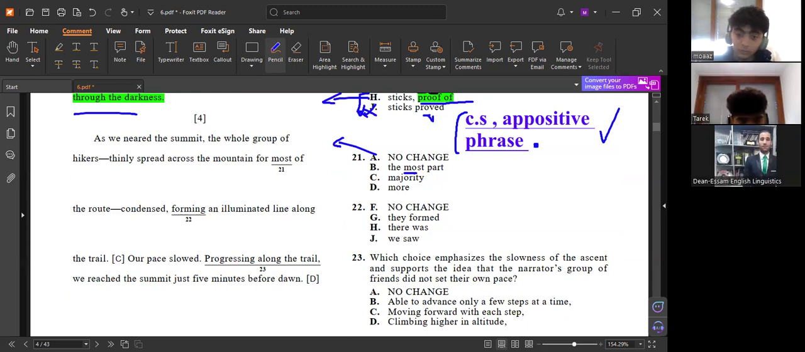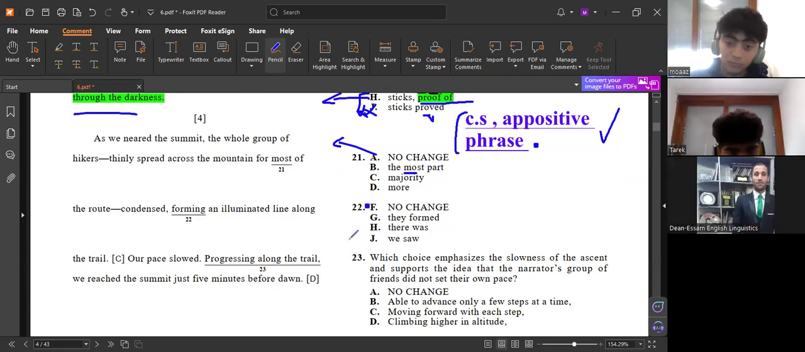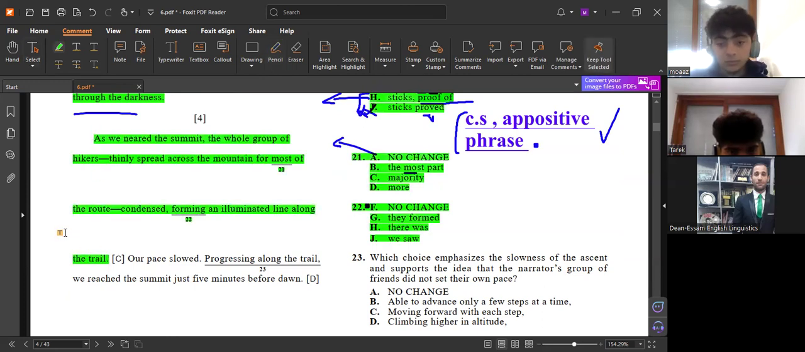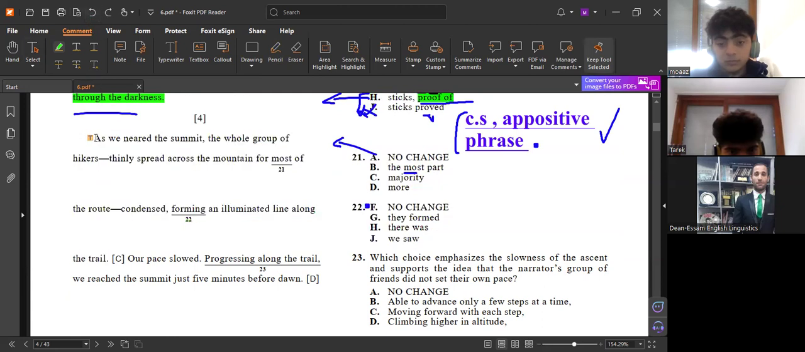Now 22. I put F, and it's correct. But wait, we need to know how. Let's follow, or let's revise. Remember the sentence from the beginning to the end. For this one, it's the same meaning, so I delete it.